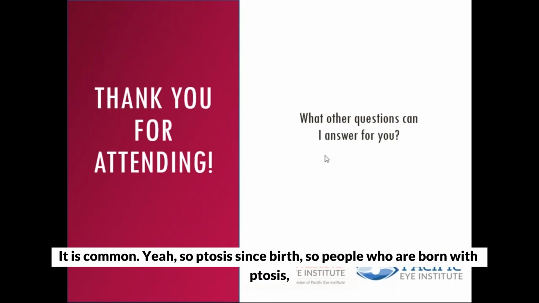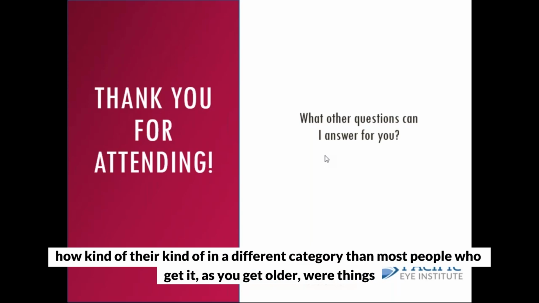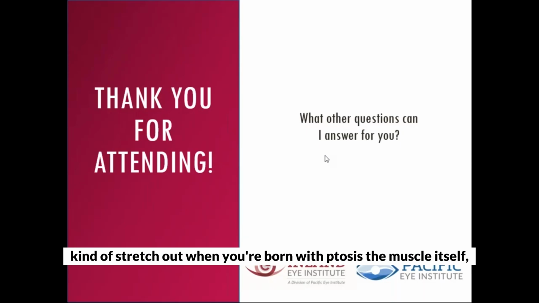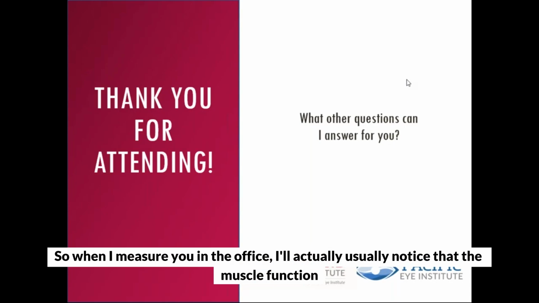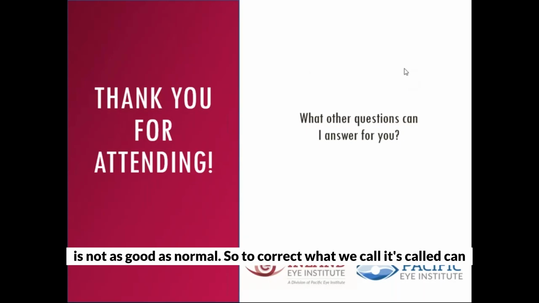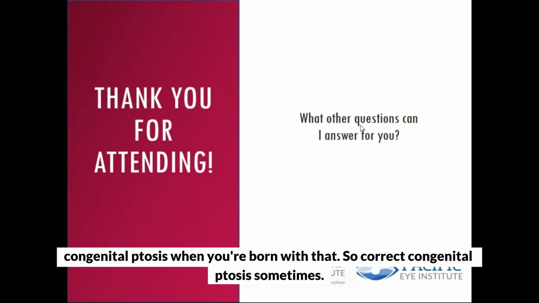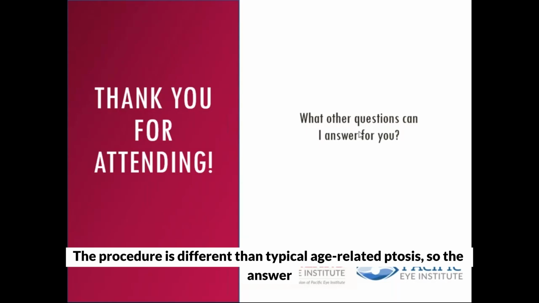It is common, yeah. So ptosis since birth. People who are born with ptosis are in a different category than most people who get it as you get older, where things stretch out. When you're born with ptosis, the muscle itself never properly develops in most cases. So when I measure you in the office, I'll usually notice that the muscle function is not as good as normal. It's called congenital ptosis when you're born with that. To correct congenital ptosis, sometimes the procedure is different than typical age-related ptosis.